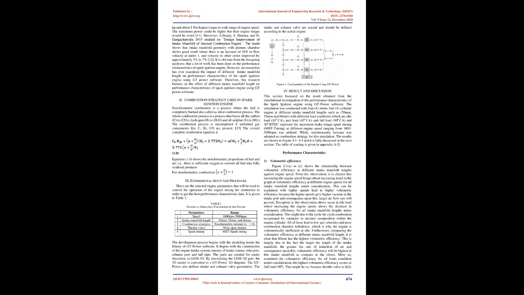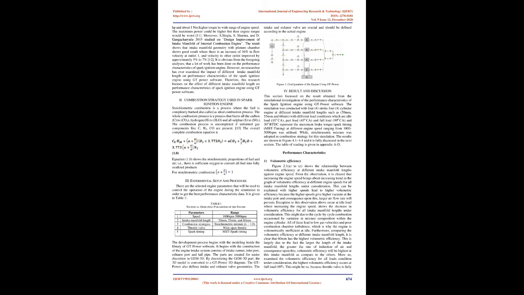Stoichiometric combustion is a process where the fuel is completely burned, also called the ideal combustion process. The whole combustion process burns all the carbon C to CO2, hydrogen H2 to H2O, and all sulfur S to SO2. The combustion process is incomplete if unburned gas components like C, H2, CO are present. The overall complete combustion equation is equation 1.0. Equation 1.0 shows the stoichiometric proportions of fuel and air, i.e., there is sufficient oxygen to convert all fuel into fully oxidized products for stoichiometric combustion.